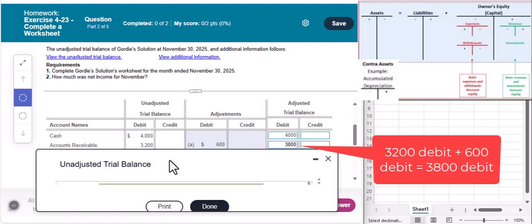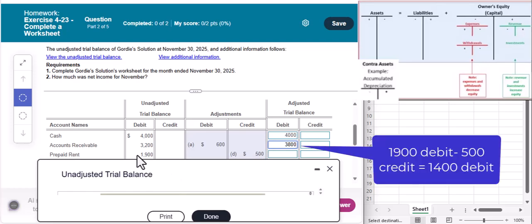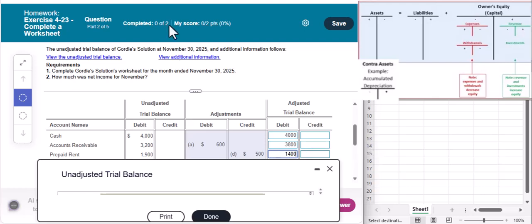Then after that, we have our prepaid rent. So previously we had a balance of 1,900. However, we used up $500 worth of that rent. So that means our new balance is going to be a debit of 1,400. And why is that? Because our balance was 1,900 before as a debit, and then we needed to lower our prepaid rent by 500. So that leaves a balance in the debit column of 1,400. Since we are working on assets still.